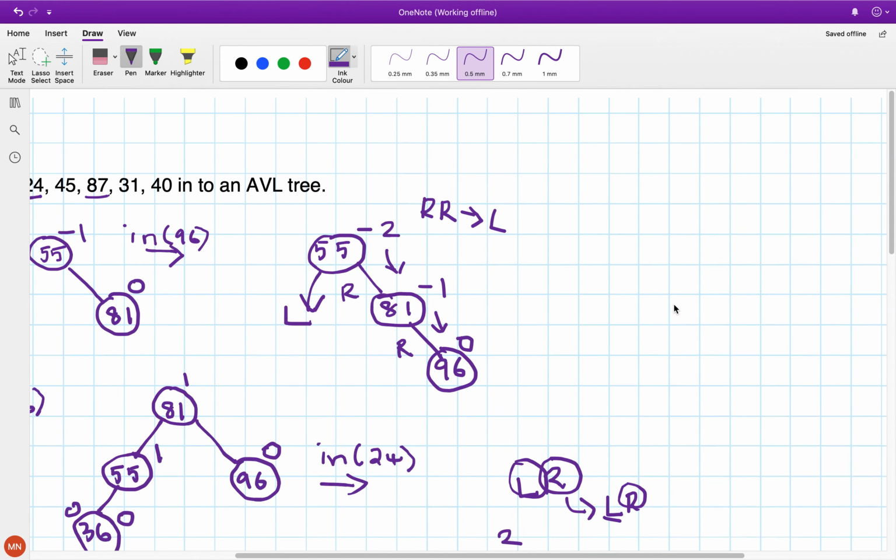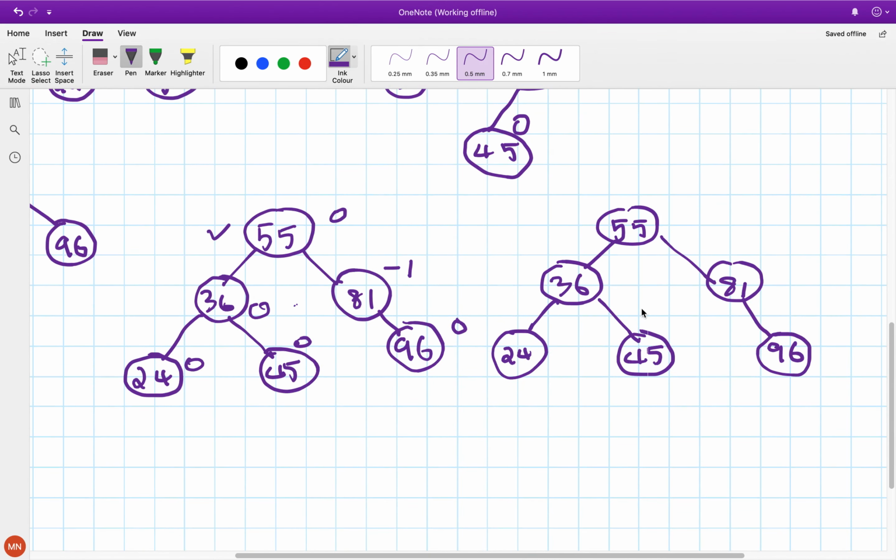Then we are going to insert the number 87. So if you look at this one, 87 will be on the left of 96. So I am drawing it here, 87. Now you recalculate the balance factor. So this has a balance factor 0. Here I have a balance factor 1. This is minus 2. This is minus 1. This is 0, 0, and 0. You can do the calculation on your own.